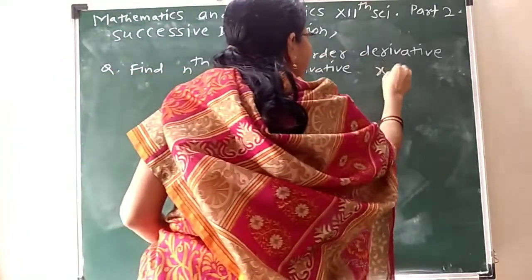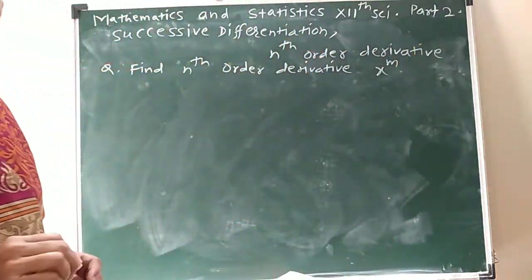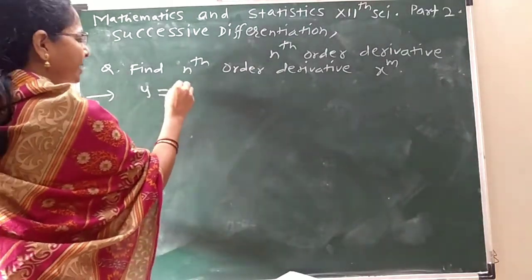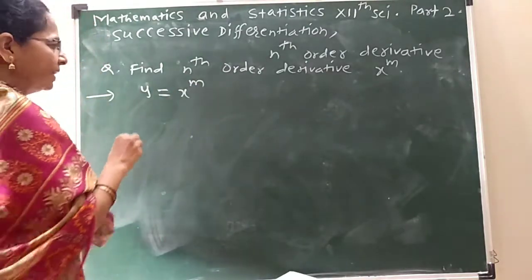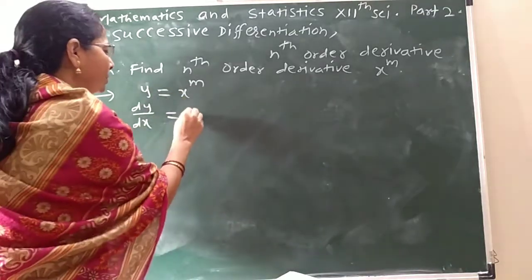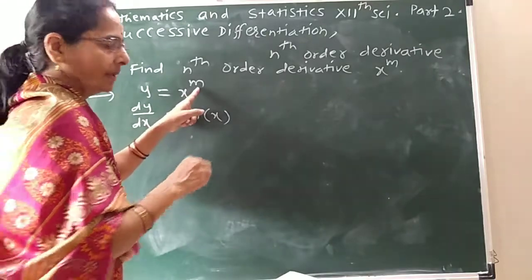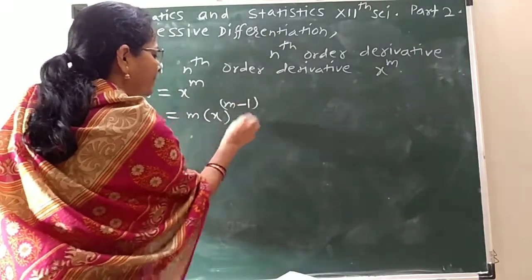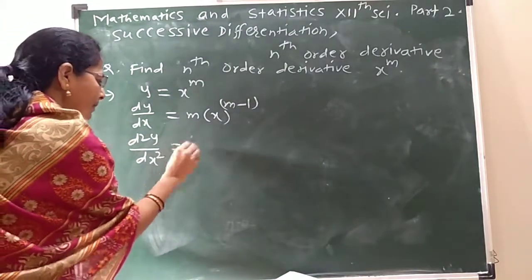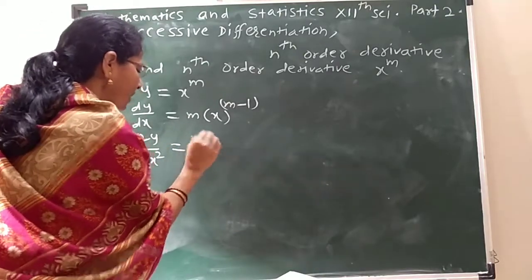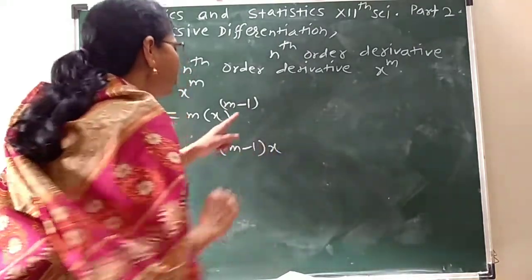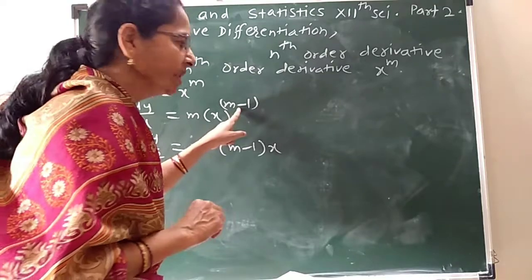x raised to n. Start with y equal to x raised to m. First derivative dy by dx is m x raised to m minus 1. Second derivative: m is constant, derivative of this term is m minus 1 x raised to m minus 1 minus 1, that means m minus 2.